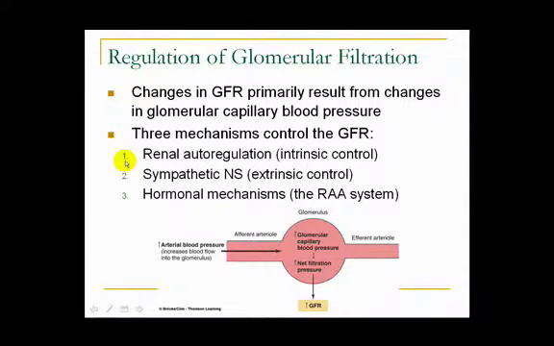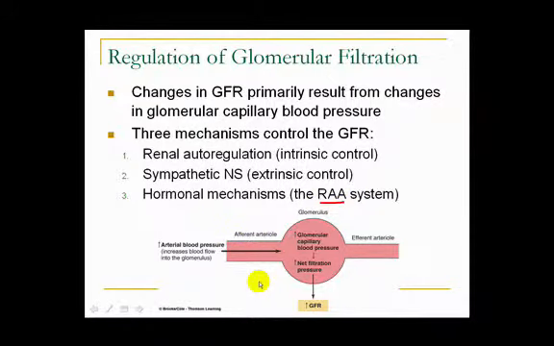There's 3 mechanisms to controlling the glomerular filtration rate, and we're going to go in detail through each of these. One is you have some intrinsic controls, which I just mentioned. So the kidneys can regulate their glomerular pressure on their own, despite what the rest of the body is doing. Then there's extrinsic controls also. The sympathetic nervous system can regulate glomerular filtration pressure, and hormones can control it. This RAA stands for renin, angiotensin, aldosterone pathway or system. So we're going to go through these.